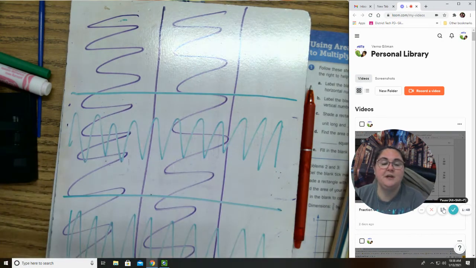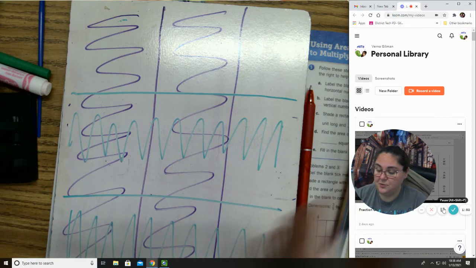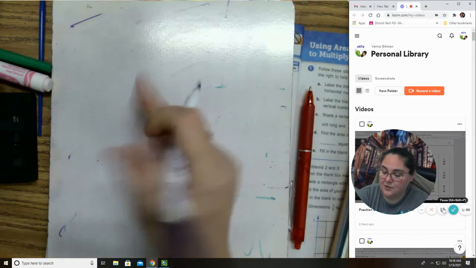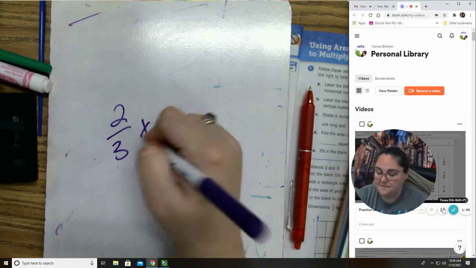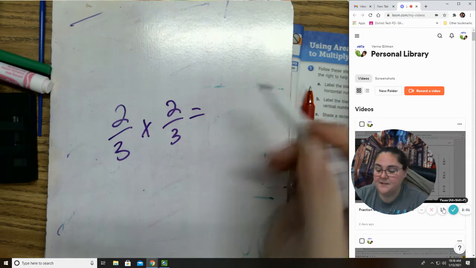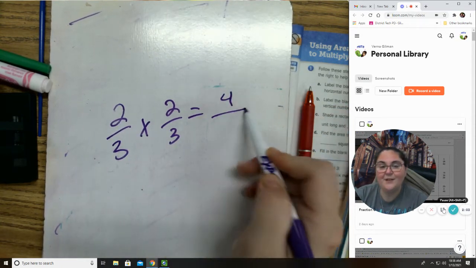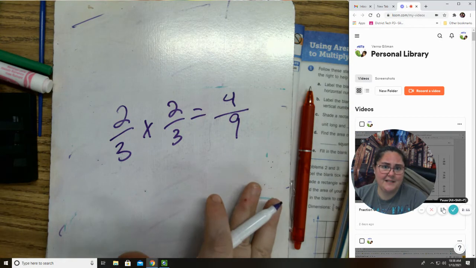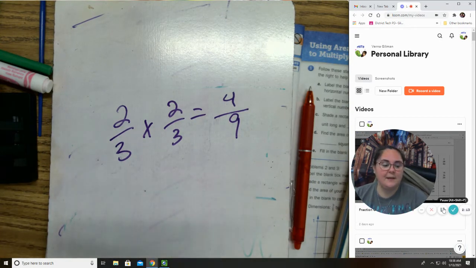2/3 of my page is purple. 2/3 of my page is green. If I multiply 2/3 times 2/3, my answer, 2 times 2 is 4, 3 times 3 is 9, is 4/9. That's how I would do this problem. We're going to use this idea today to go a little step further.